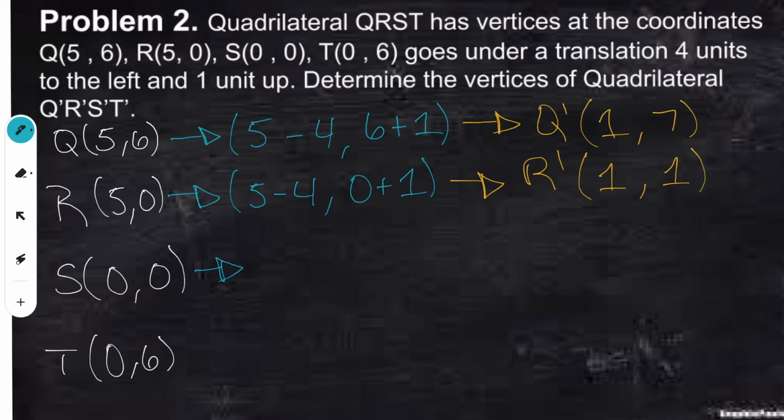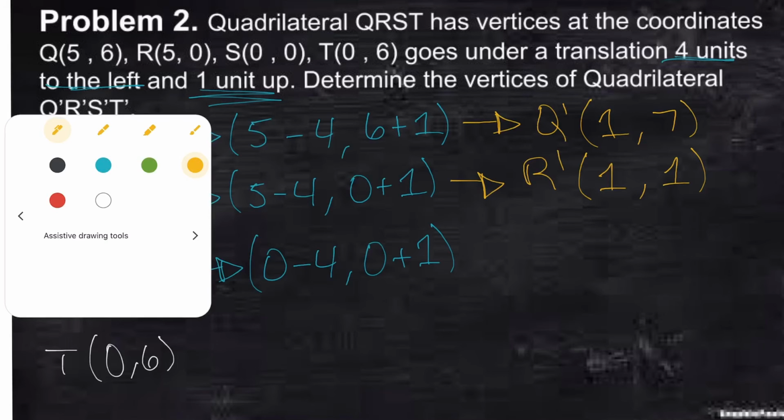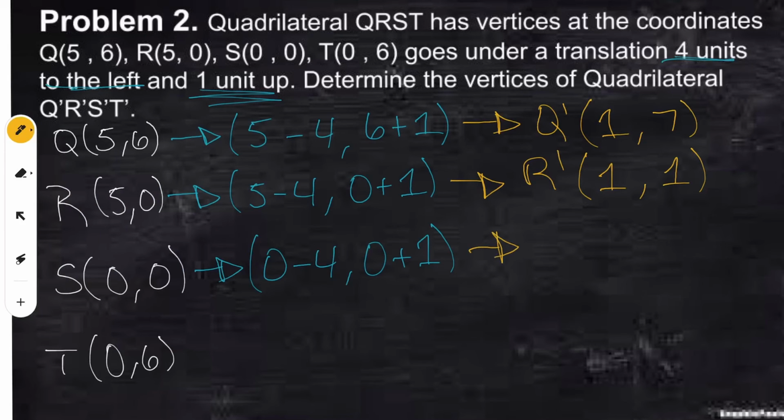Now on to S. Again, we take our x value and we're subtracting 4 because we're moving to the left. So it'll be 0 minus 4. And then our y value, which is 0, and we add 1 because we're moving 1 unit up. And this gives me the point S prime on my image. So for my x value, 0 minus 4 gives me negative 4, and 0 plus 1 gives me positive 1.